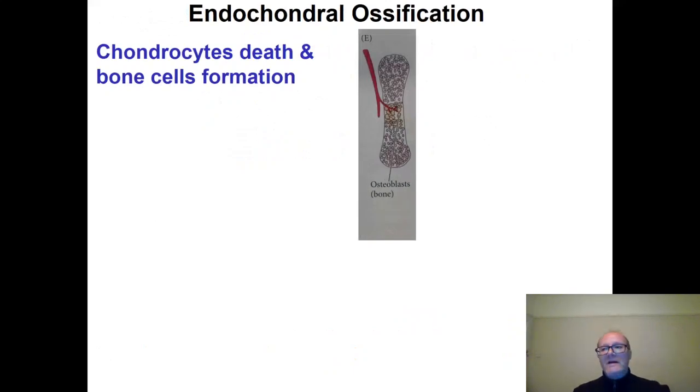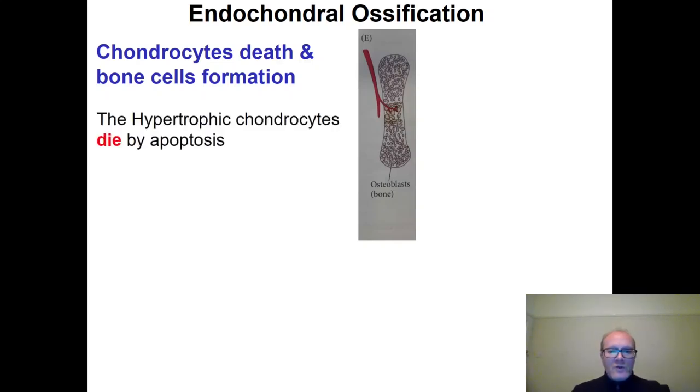The last step, after we have the formation of the hypertrophic chondrocytes, is that these chondrocytes start to die by apoptosis, and the bone cells start to form in substitution of the chondrocytes. So the hypertrophic chondrocytes start to die by apoptosis. You can see here in the middle, these yellow cells are the chondrocytes that start to die, and they have been substituted by osteoblasts.